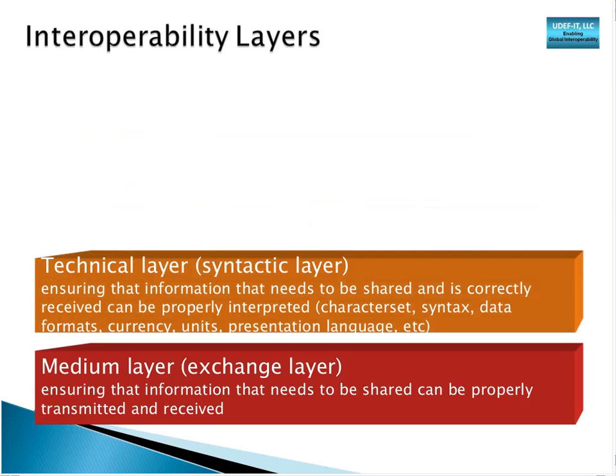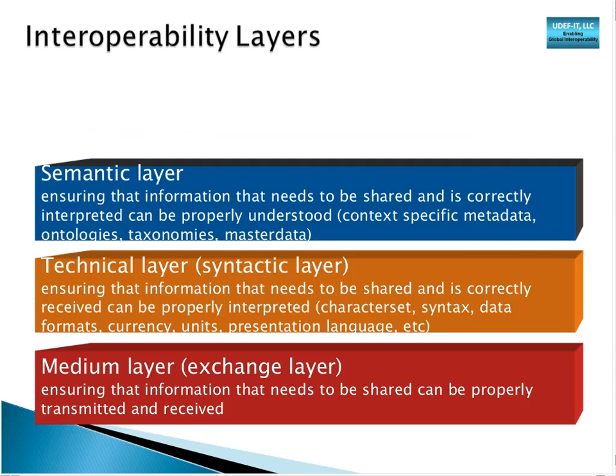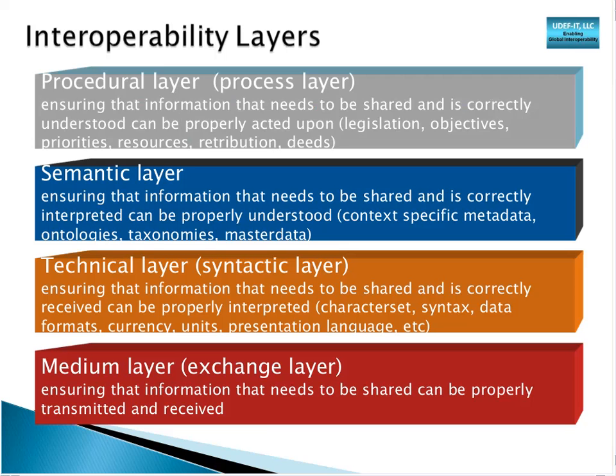And then above that, you've got a semantic layer. To achieve the semantic layer, you need context-specific metadata. And here's where ontologies and taxonomies and master data come into the picture. And then, last but not least, you have the process layer. So that's where, between the two entities that are trying to exchange the information, they have to be on the same page for the process as well.